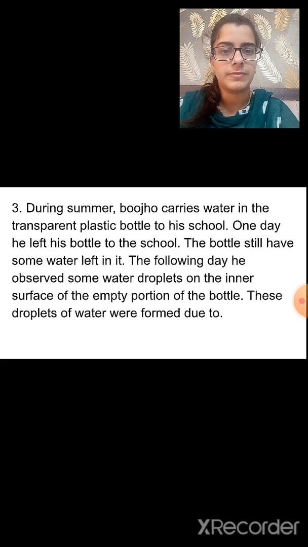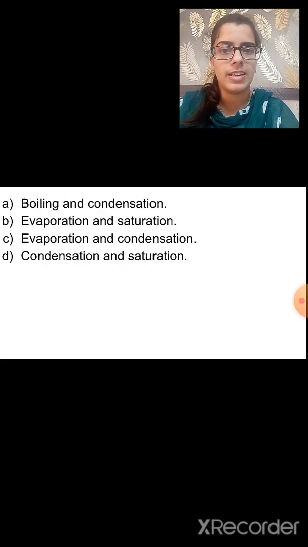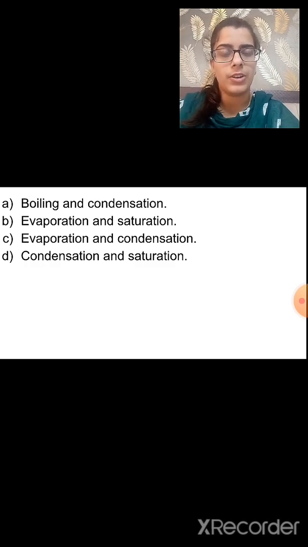The options are A, because of boiling and condensation, B, evaporation and saturation, C, evaporation and condensation, and D, condensation and saturation. So what do you think, why were the water droplets formed? As it was summertime, it is due to evaporation and condensation. The water droplets were observed inside the bottle.